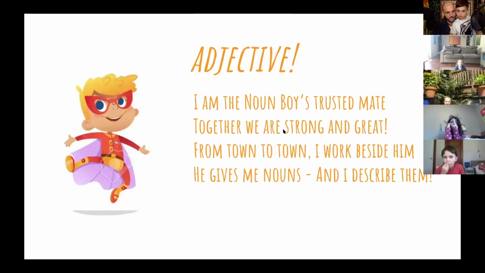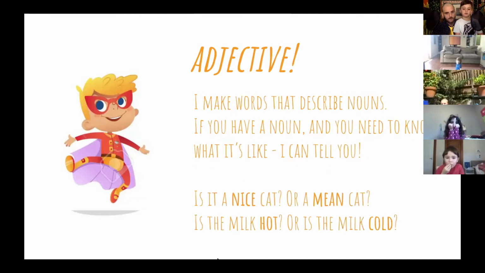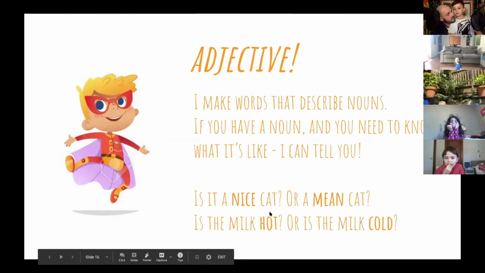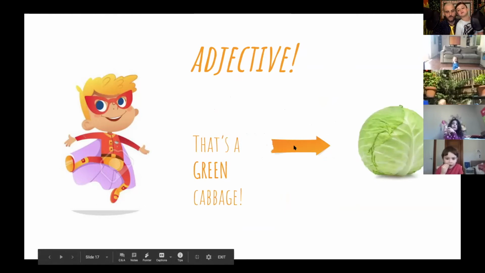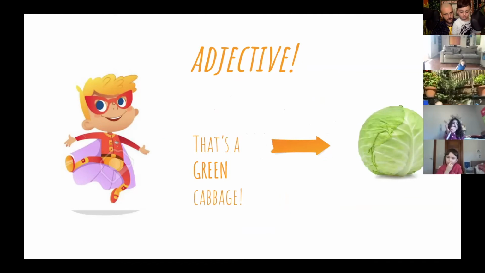Remember our next superhero? What's his name? Adjective. And what does he do? He describes nouns. So what are some examples of adjectives? The milk is hot. So what's the word that's the adjective in that sentence? Hot. Is the meal hot or is the meal cold? Or the cucumber is purple. Yes, the cucumber is purple. Purple is the adjective there, right? The bike is yellow, so yellow is the adjective. Good. So any word that describes a noun is the result of this superhero, Adjective.